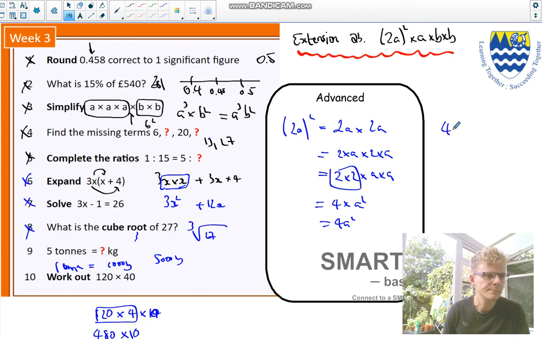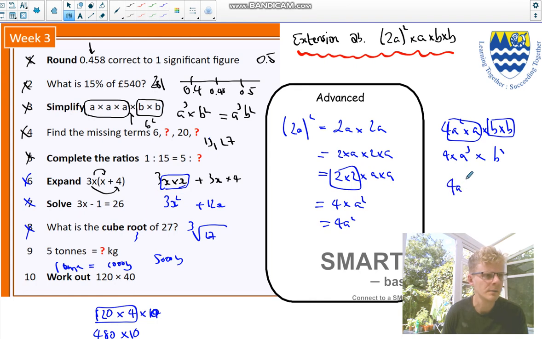Let's write that in. I'm now going to times that by another a, and then these two b's here. Let's box it off. So b times b, that's b squared. A squared times another a, that's a times a times a now, so that's a cubed. And I've still got the times by 4, to put the multiplication signs back in. So it'd be 4a cubed b squared.